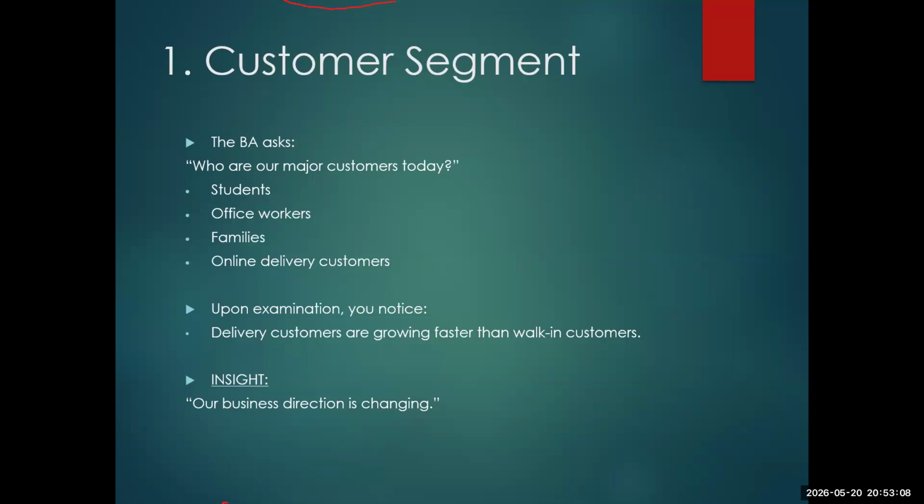So the BA doesn't go there asking, what are the requirements you need? What the BA would ask, taking one building block at a time, is first, I want to understand who your major customers are for this business. So the BA will find out that their major customers are students, office workers, family, online delivery customers. They will have people that will tell them, madam, we even have online delivery workers. Even if families come here Sunday, they will come and eat, they do.